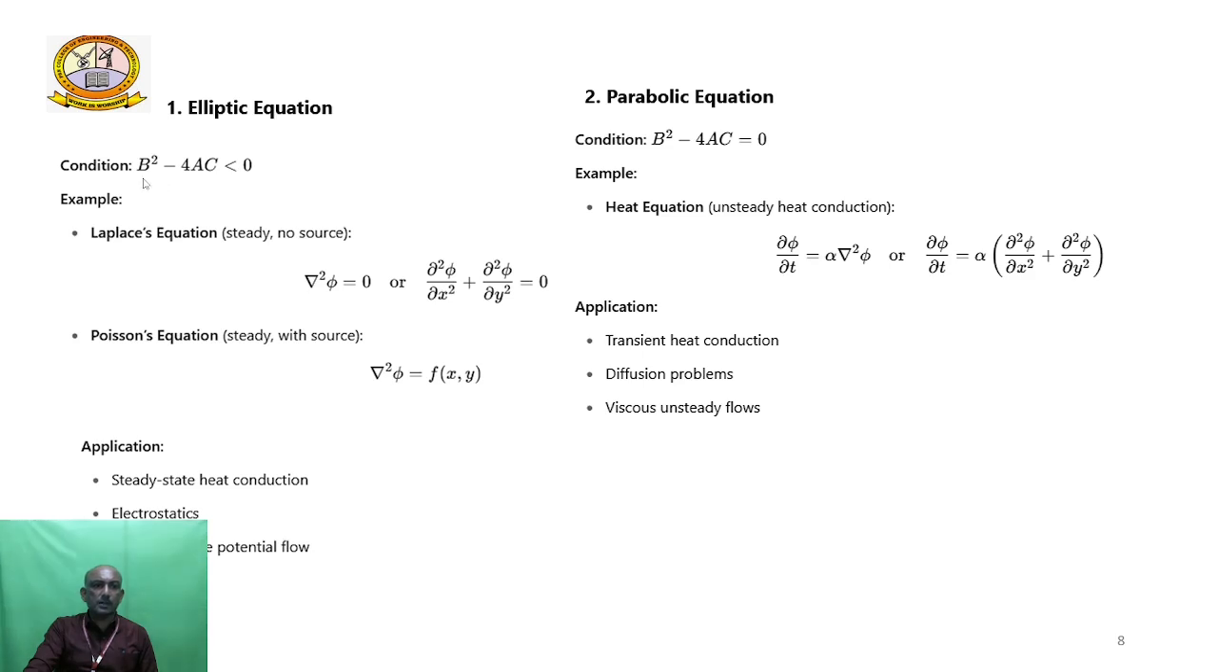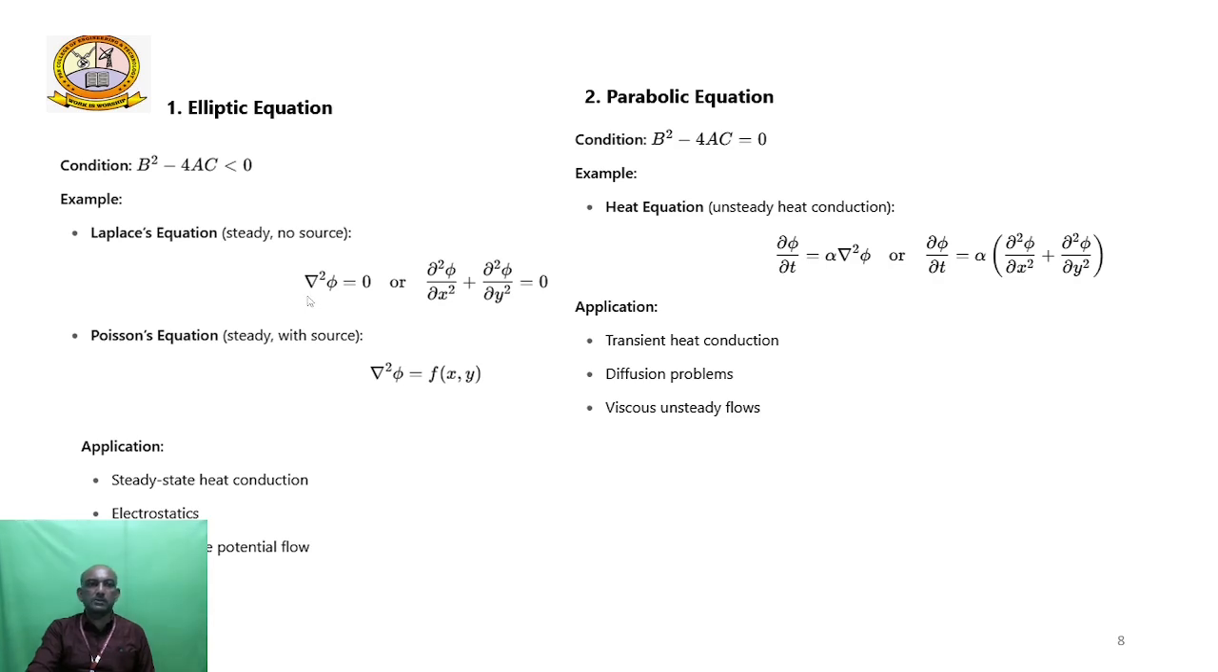So substitute the value B squared minus 4ac: 0 minus 4 into A, 1, into C, 1. So 1 into 1 is 1, minus 4, so minus 4. Here B is 0. Therefore the result is minus 4. Minus 4 is definitely less than 0. So the equation is an elliptical equation. Like that we have to predict from the given equation what is the type of flow.